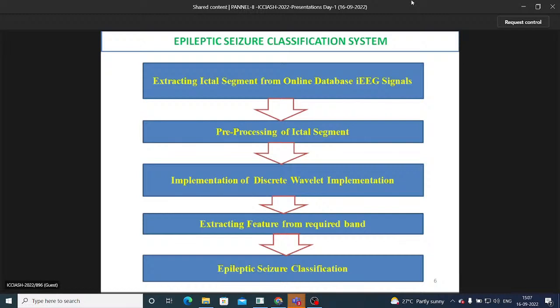So we have used up to an 8 level of decomposition in case of a discrete wavelet transform to get the alpha frequencies and the beta frequencies. From there, we have extracted features such as kurtosis, skewness, which give an exact indication of whether a seizure, that is an epileptic seizure, is there or not.